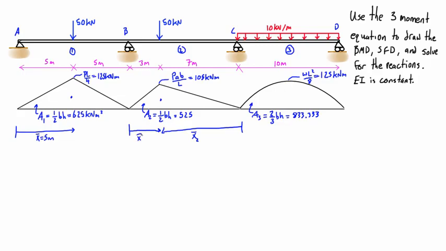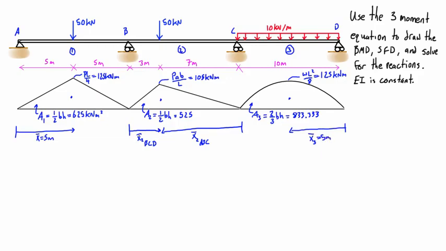So this will be x bar 2. And really what we should do is add on a subscript here. So this is going to be x bar 2 for ABC, and this is going to be x bar 2 for the iteration that is BCD. And in that second iteration, we're also going to need x bar 3, which is 5 meters.